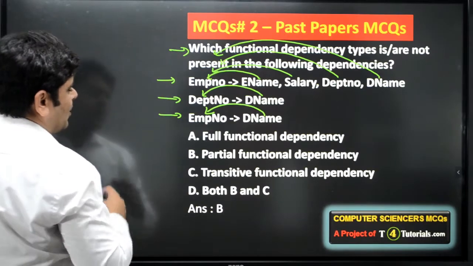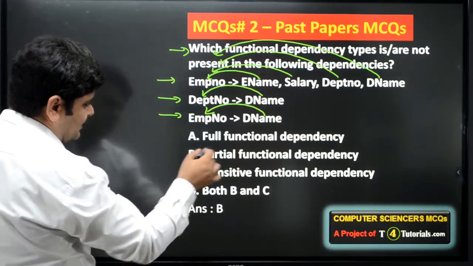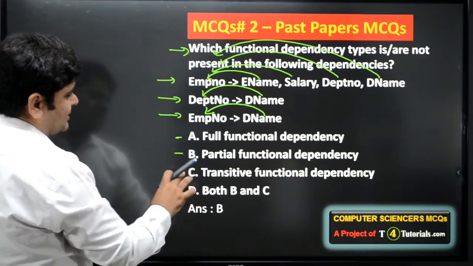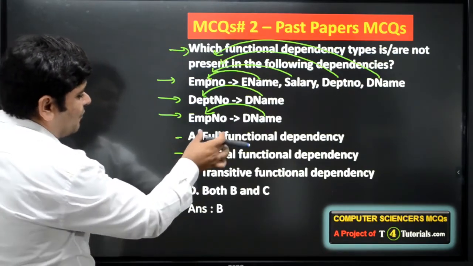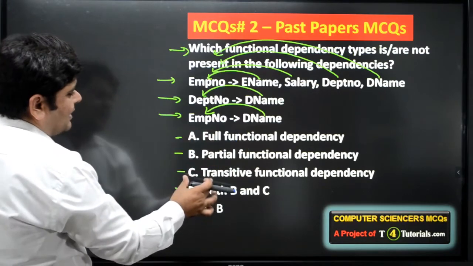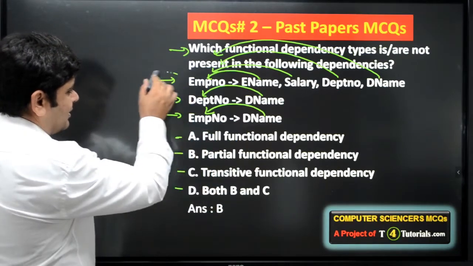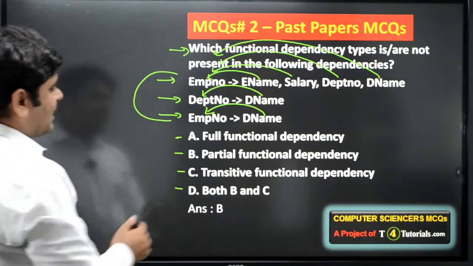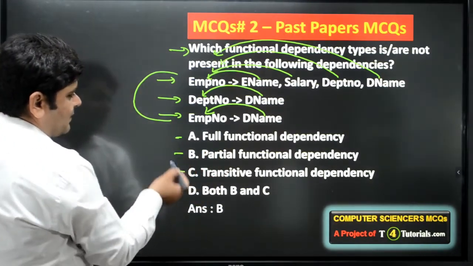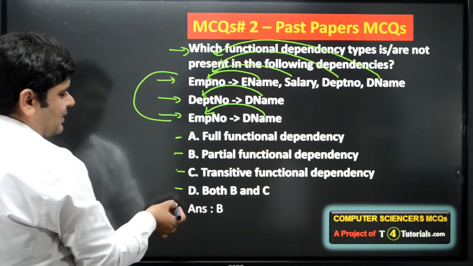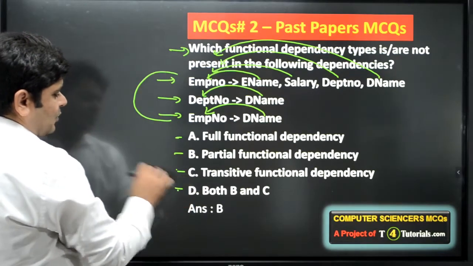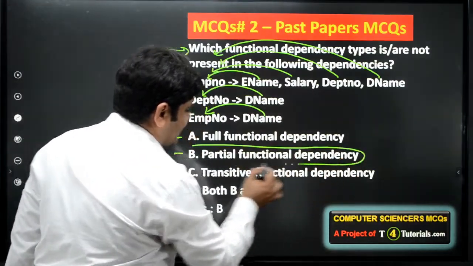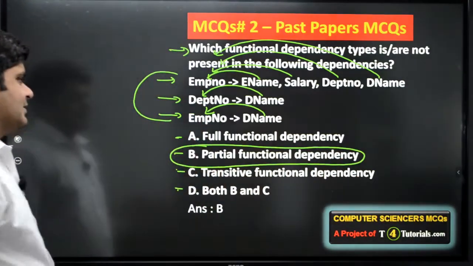We want to know that here we can see that there are four mentioned dependencies, and we want to know which of the dependencies is mentioned here but not used here. Now let's see. Options are full functional dependency, partial functional dependency, transitive dependency, and both B and C. And the correct answer is partial functional dependency. Why is this the correct answer?